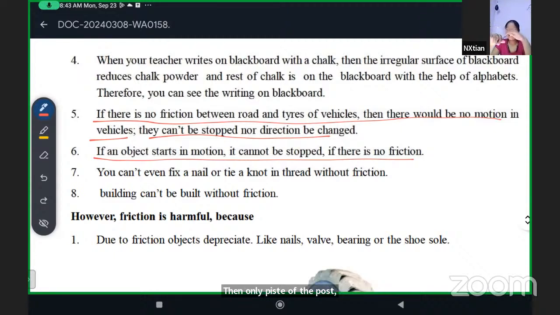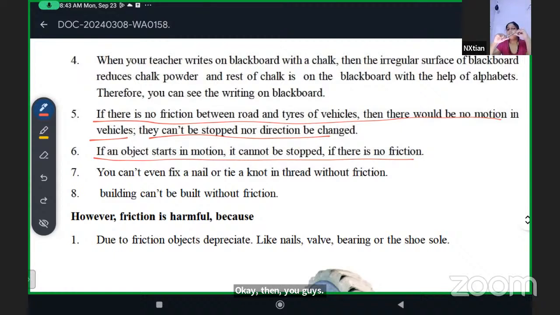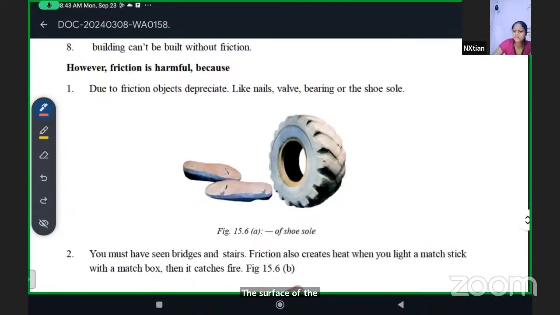Then a building cannot be built without friction. This is the friction between the surface of the land and the surface of the building. Then, however, friction is also harmful sometimes.